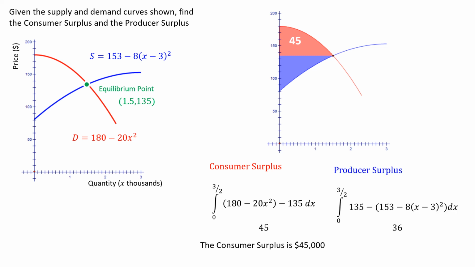And same for the producer surplus. Doing the integral gives you 36, which represents a consumer surplus of 36,000.